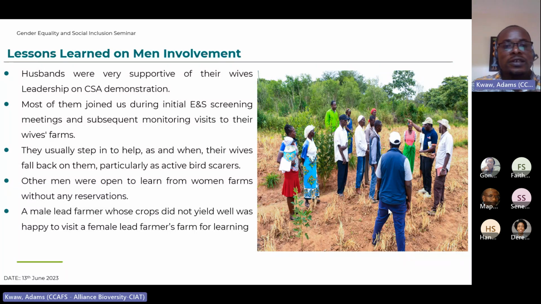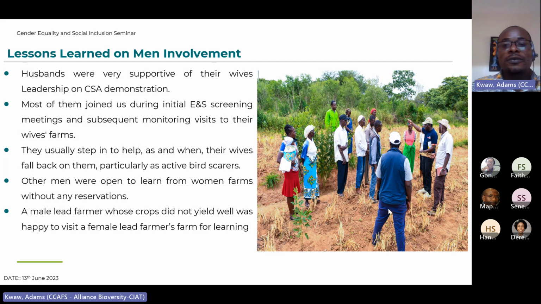And when we did the initial environmental and social screening and visits, in most cases, the husband joined us in our meeting discussions and even visits to the site. And of course, we also needed to check to ensure that there was harmony at home for women to do these demonstration activities. And then also during the demo activities, most of the husbands supported their wives' activities. We witnessed this ourselves, and we received testimony from the husbands and the wives as well.